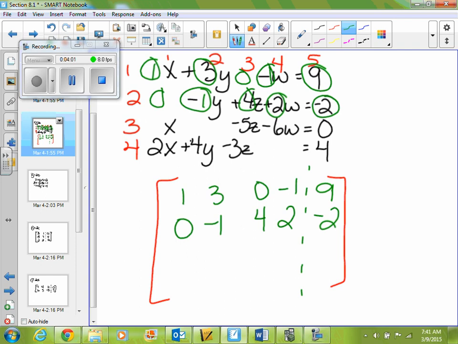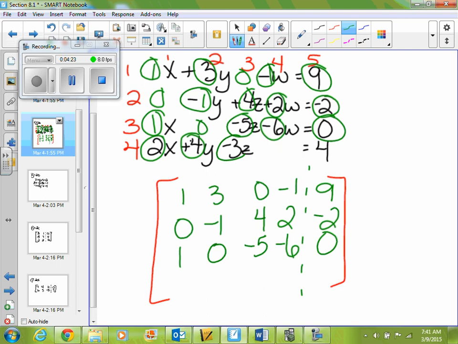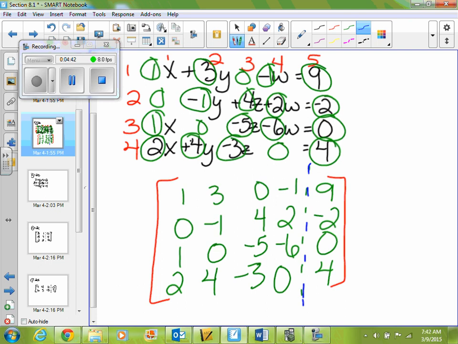Okay, if I look at my third row, I'm given 1, 0, negative 5, negative 6, and 0. And then for my last row, I have 2, 4, negative 3, 0, 4. Okay. And the only thing you have to remember is to put the dashed line down the middle, because that indicates that where that dashed line is, there was actually an equal sign in your original problem.